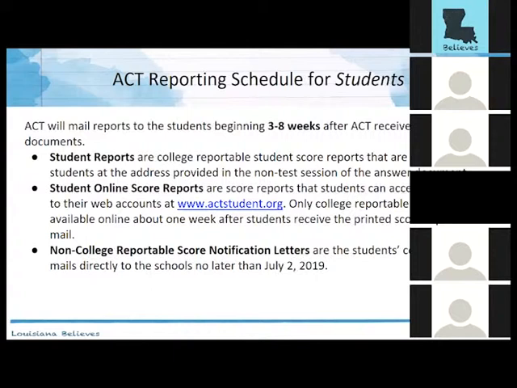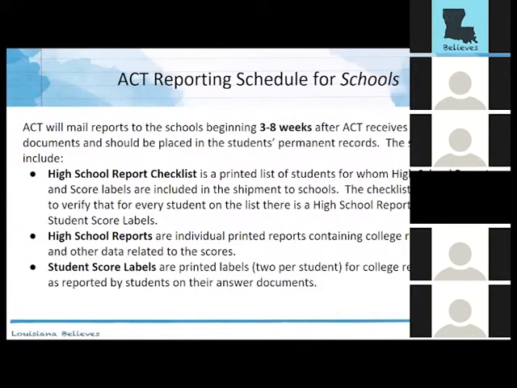Score labels and high school report checklists will be sent with the ACT high school report. The checklists are not cumulative, so you may receive more than one shipment, so the checklist will only reflect what is in that shipment. And then about 1 week after students receive their score reports in the mail, those reports can be accessed through their ACT student account. Then we have reports that are given to schools.